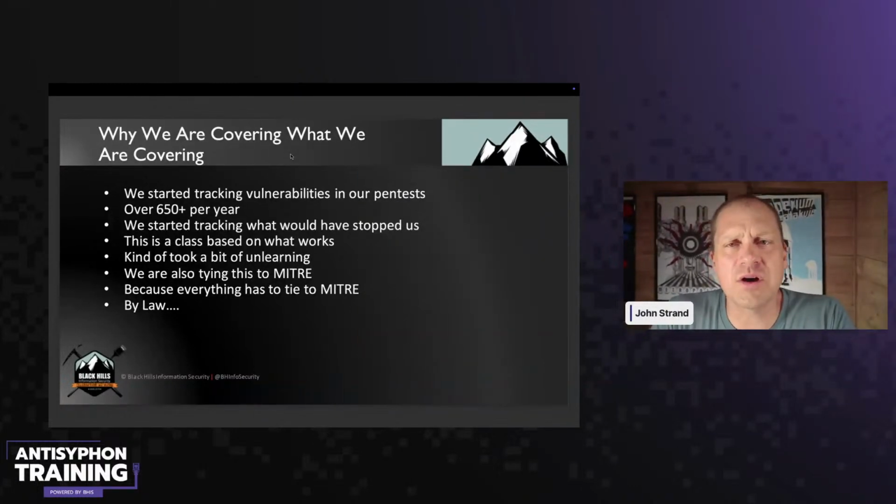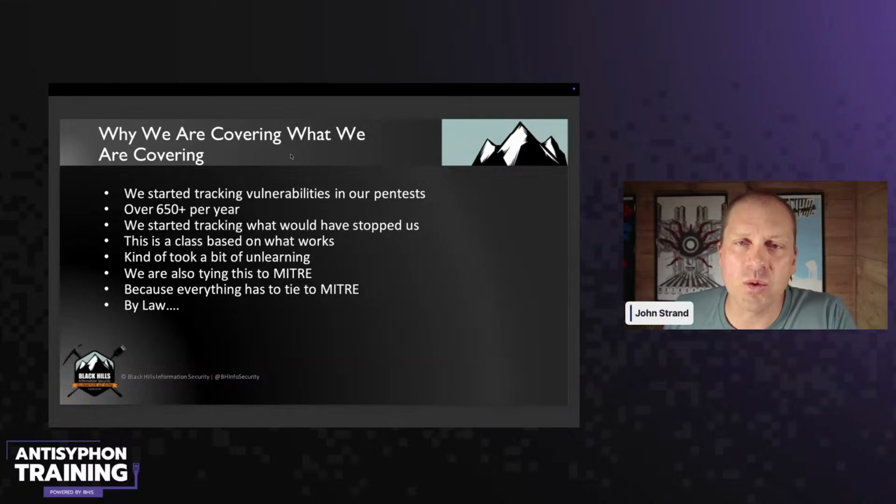So as I said, we started tracking the 650 assessments that we do per year. And we started looking at what were all the critical vulnerabilities. These are vulnerabilities that led to a direct exploitation of an environment. So at BHIS, we do over 650 assessments per year. I think we're at like 700 assessments now. It's a lot of assessments, trust me.